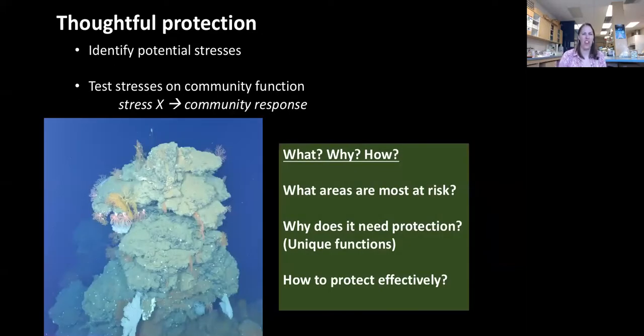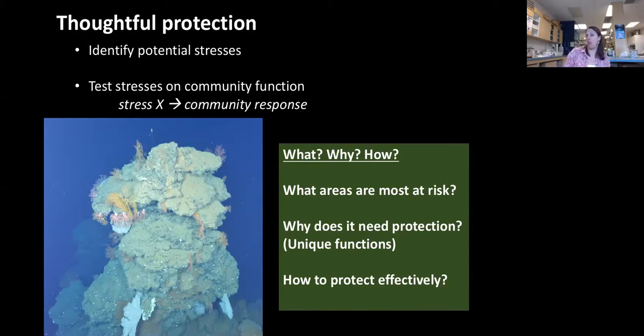So we're trying to understand that, because if we want to protect parts of the ocean, we want to do it thoughtfully. We don't just want to randomly protect places, because these places, we want to be able to use them still for science, for research in shallow areas. We want to look at them for fishing and things like this. So we don't want to just randomly protect places. We want to be careful about thinking about the what, the why, and the how. So what area is at risk? Why is it at risk? Why does it need protection? Are there certain things that are uniquely done? So you can look at certain stresses.